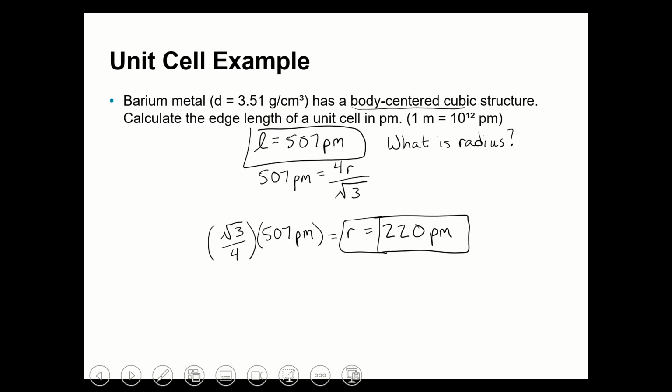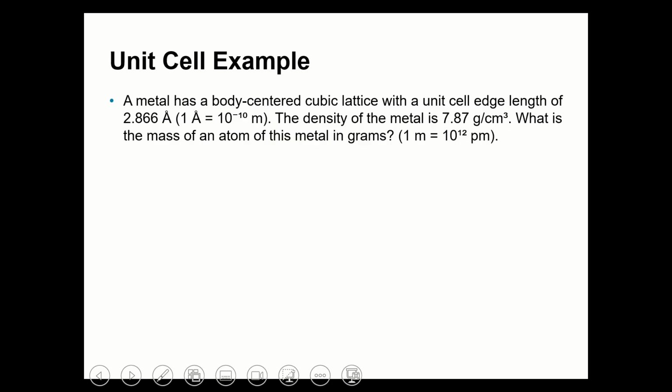Okay, so let's try another example. So in this example, a metal has a body-centered cubic lattice with a unit cell edge length of 2.866 angstroms. We're given the density. What is the mass of an atom? Okay, so again, we always know density is equal to mass over the volume. Of course, they give us the density, and so we've got to find that volume in order to multiply density and volume to get the mass.